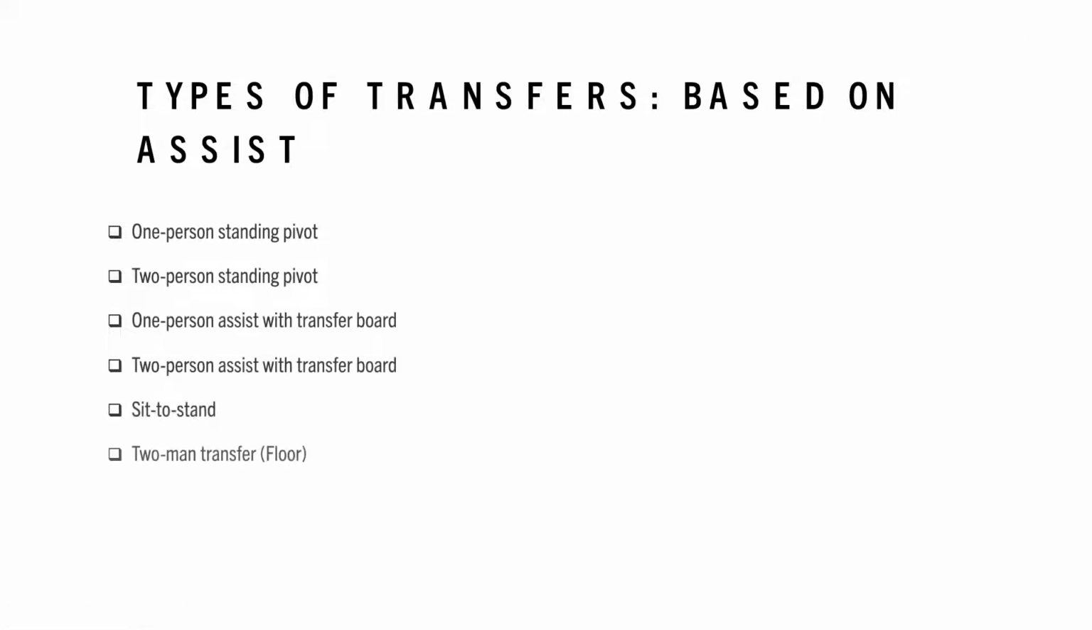So what are the types of transfers based on the level of assist? We have a 1 person standing pivot, 2 person standing pivot, 1 person assist with transfer board, 2 person assist with transfer board, sit to stand, 2-man transfer if it's from the floor, and also mechanical or ceiling track. And the last one maybe doesn't apply to us, but it's good to know.